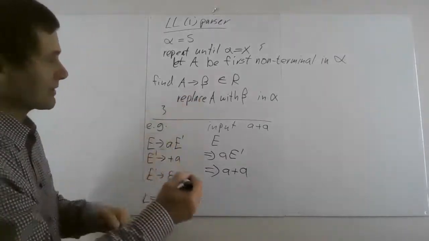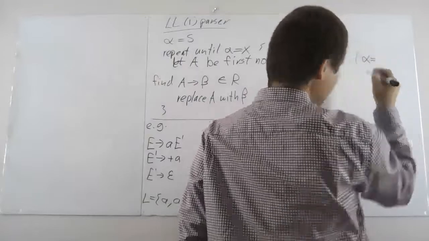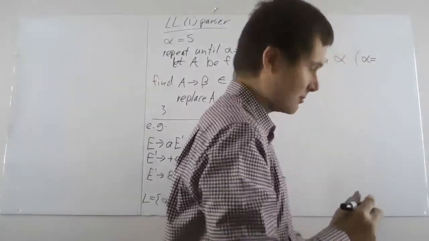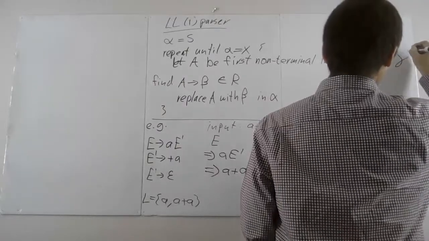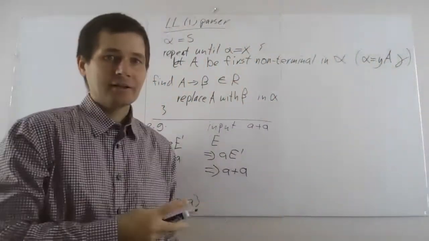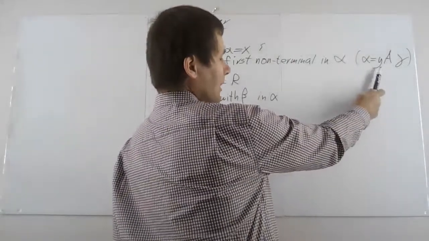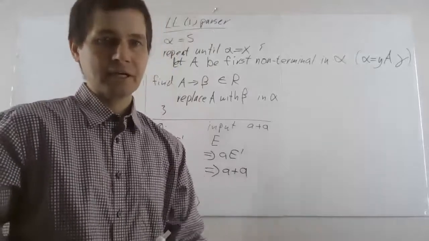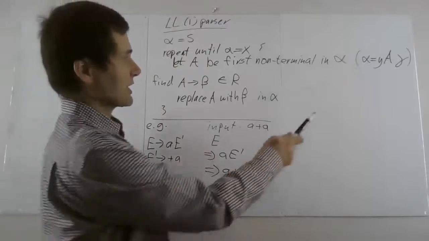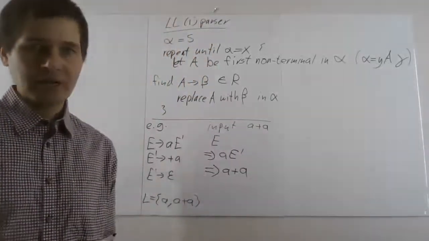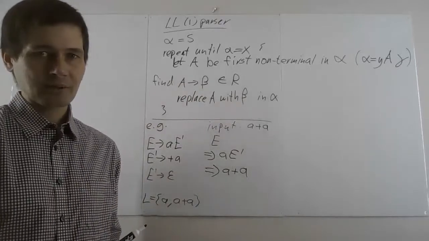And so I'm going to add here, in brackets, alpha. I'm going to say that alpha is some y followed by a big A followed by gamma. If you think back to the conventions, y represents a sequence of terminals in my grammar, and so that ensures that A is the first non-terminal in alpha, right? Because everything before it is terminals.